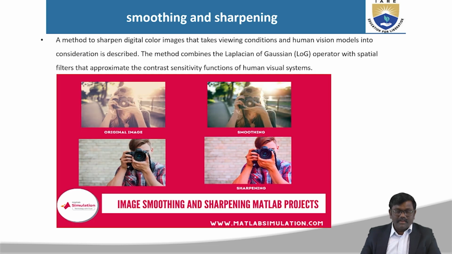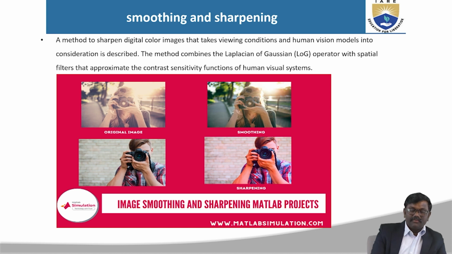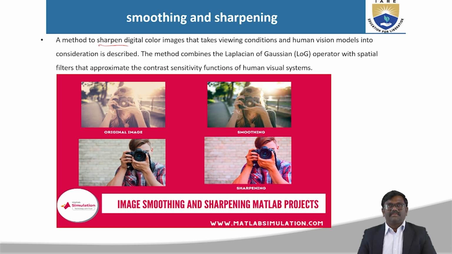Now let us see one by one, sharpening and smoothing. To sharpen digital color images, a method that takes the viewing conditions and human vision models into consideration is described. The method combines the Laplacian of Gaussian, which we call the LOG operator, with spatial filters that approximate the contrast sensitivity functions of human visualization systems.